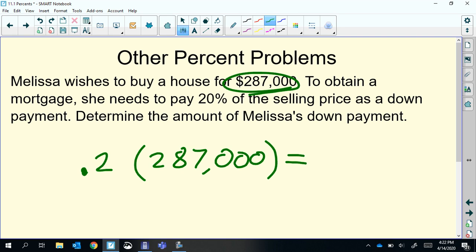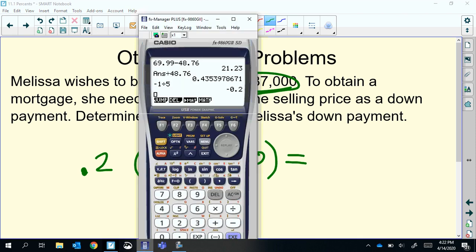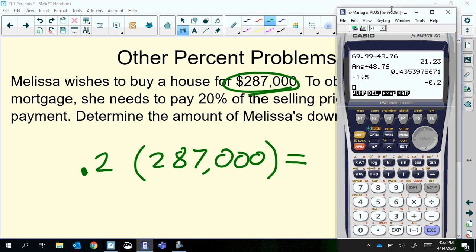So in order to buy a house for $287,000, you typically need 20% down payment. There are some loans and things that don't require that, but for right now, we're just going to look at that 20% down payment. That's the standard. So we multiply 0.20 times 287,000. So that's a $57,400 down payment.